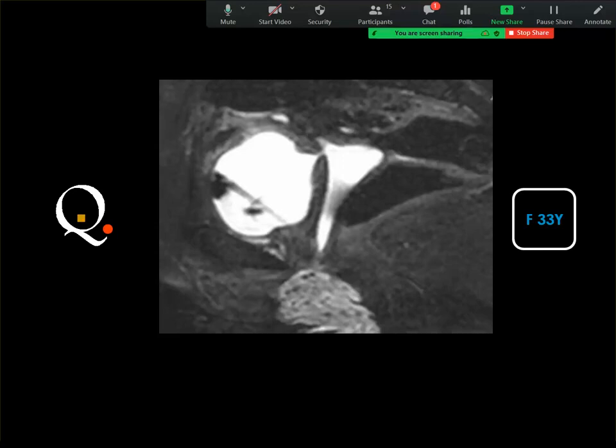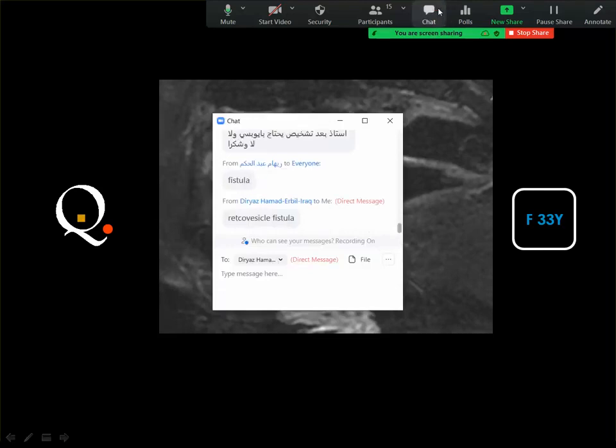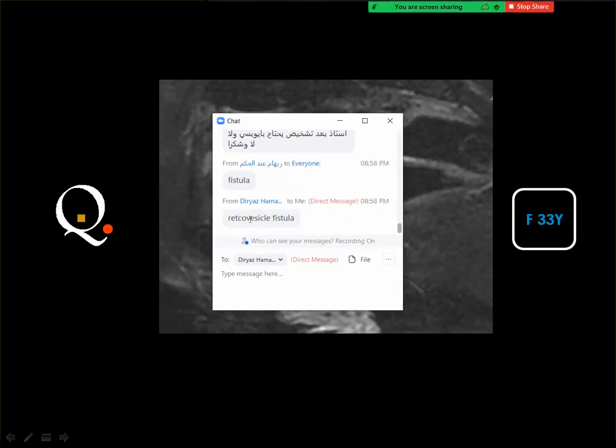This is MRI sagittal T2 fat sat image showing this is the urinary bladder and this is the vagina. Then the diagnosis is very easy now, and the diagnosis is rectovesical fistula.